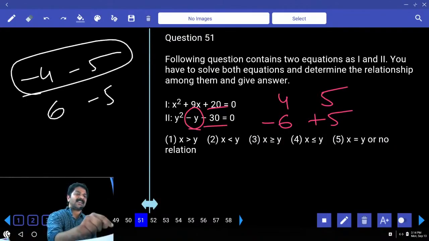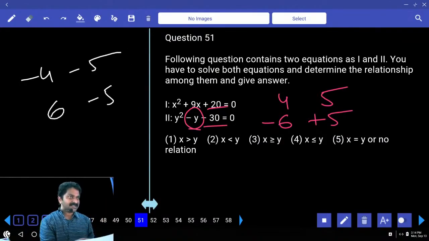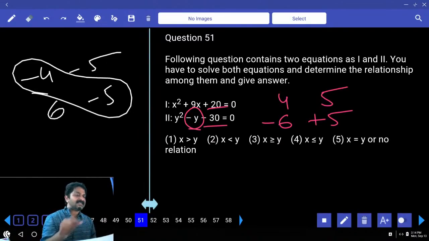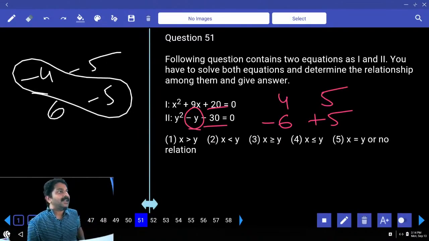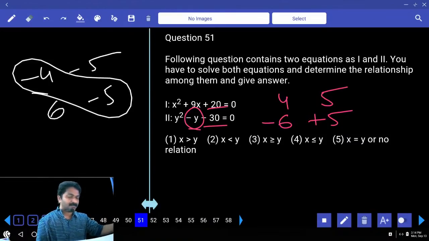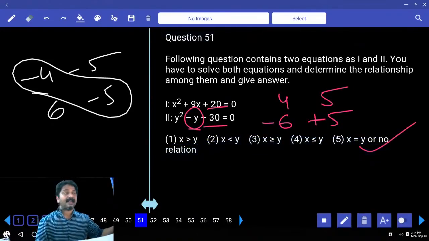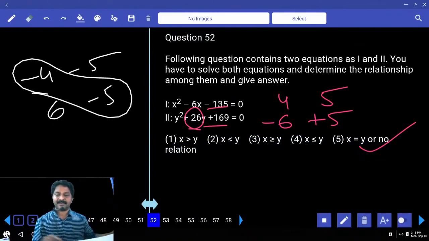First thing, these are negative numbers and y is a positive number, so x is less than y. When you consider this number, minus 4 comma minus 5, x is greater than y. The x less than y condition and the x greater than y condition, both are getting. Hence the relation cannot be established. No relation, fifth option, final. Next.